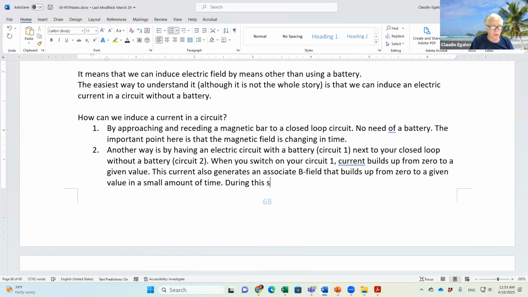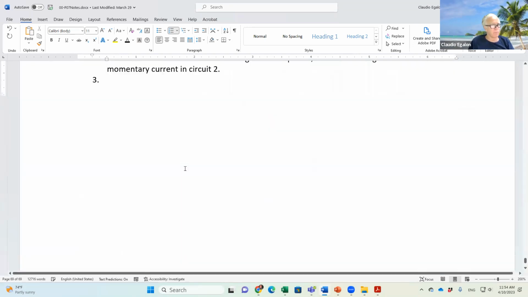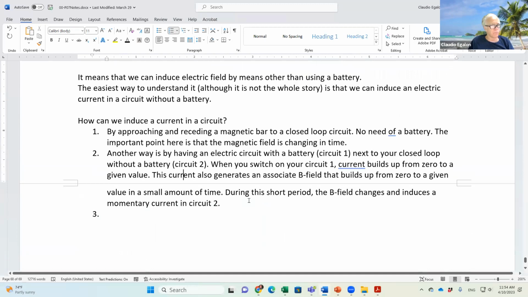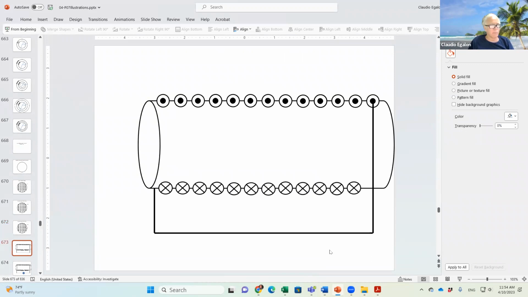During this short period, there is a change and it induces a momentary current in circuit 2. That's another way of doing that. And that's what we have here too, right? This magnetic field can be a magnetic field from a second circuit that's varying there.